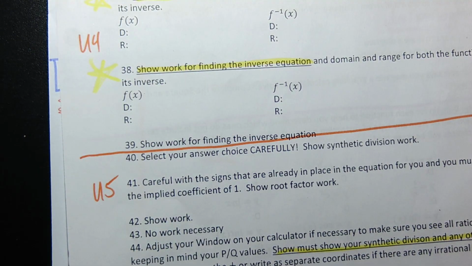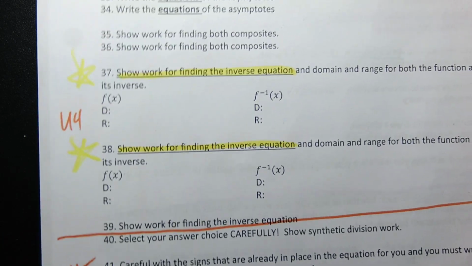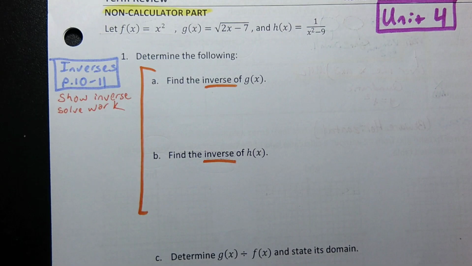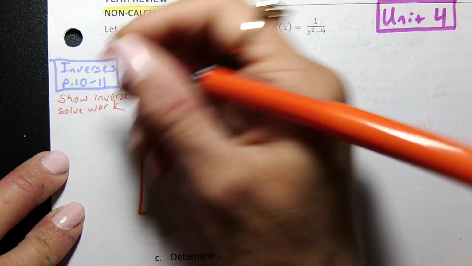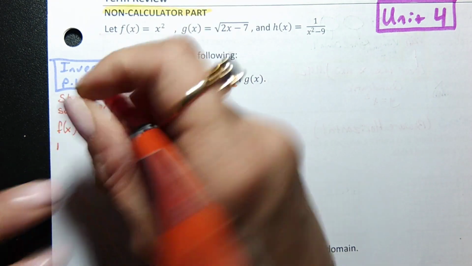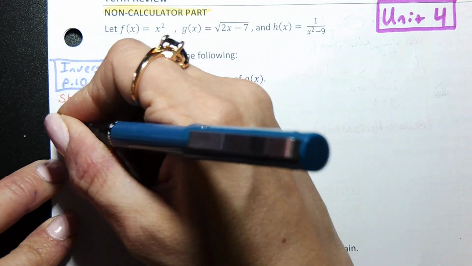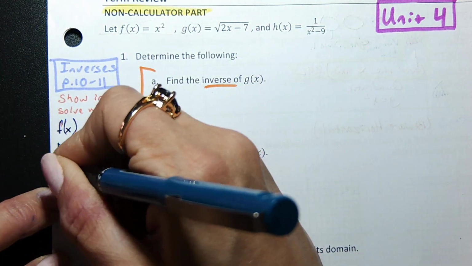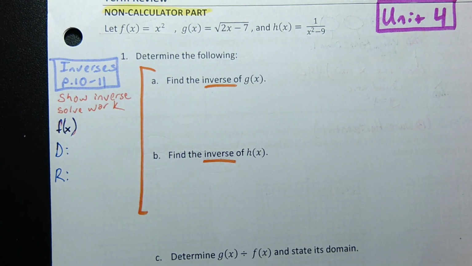Because this was probably the more frequently missed question on the Unit 4 test. Actually, I think it was the most frequently missed question. So we're going to spend some time with the inverses. And what's hard about inverses is if I have an original function, f of x, with a domain and a range, how do I actually find the inverse? What's the big crux of what an inverse is?